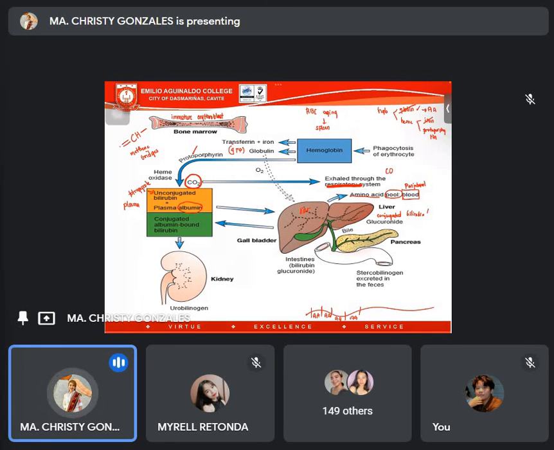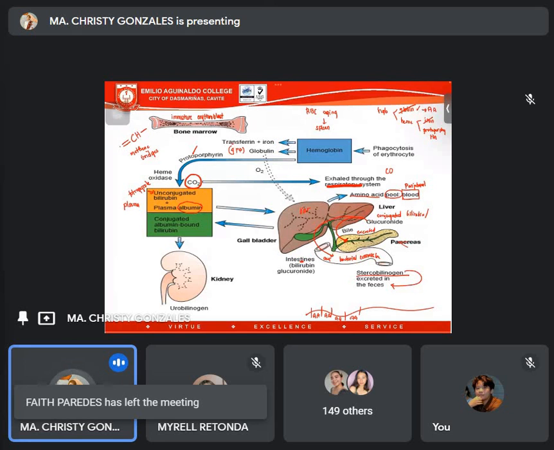Now, there are several fates for glucuronide. One, it could go to your bile. It will be excreted into the bile, or it will go to your GIT, the intestine. So what happens in the gastrointestinal tract or gut? The bacteria, the normal flora, will convert it to what? Stercobilin. And the stercobilin will be released in the feces.